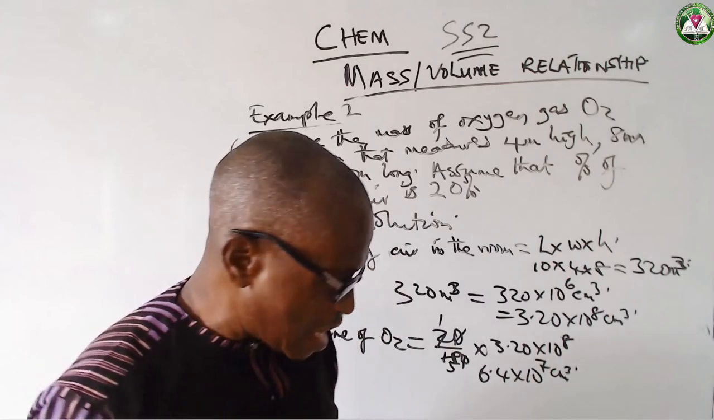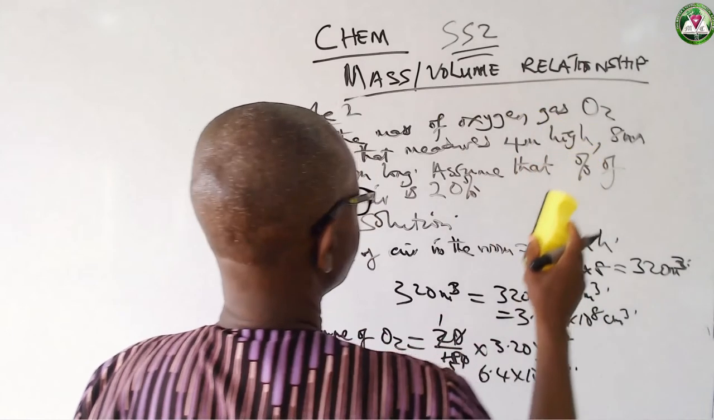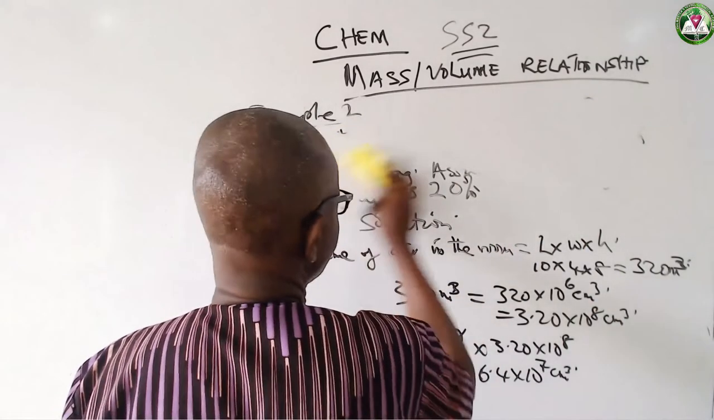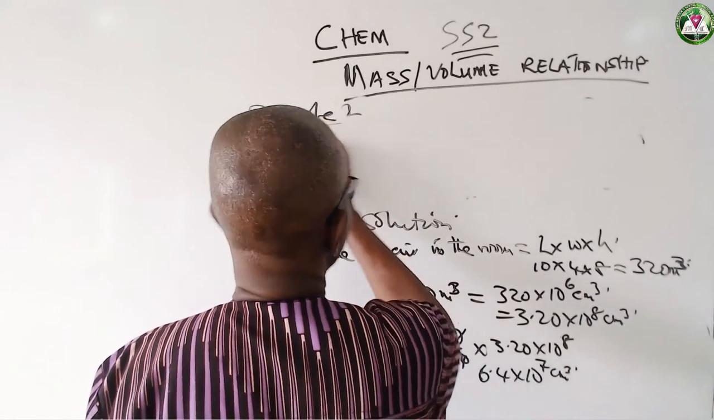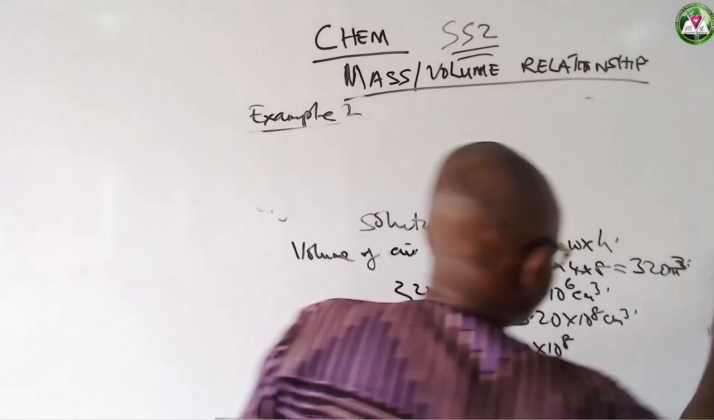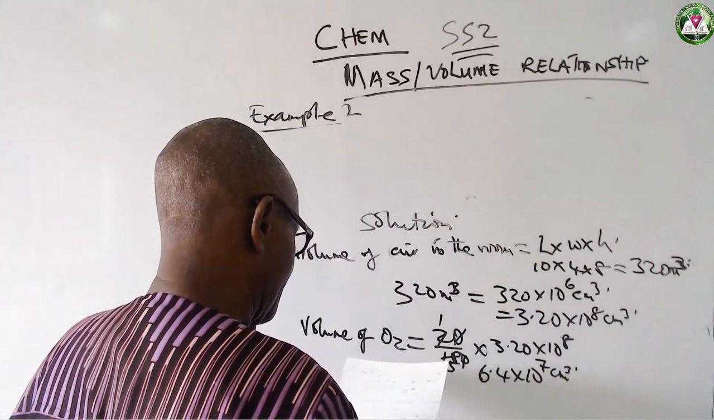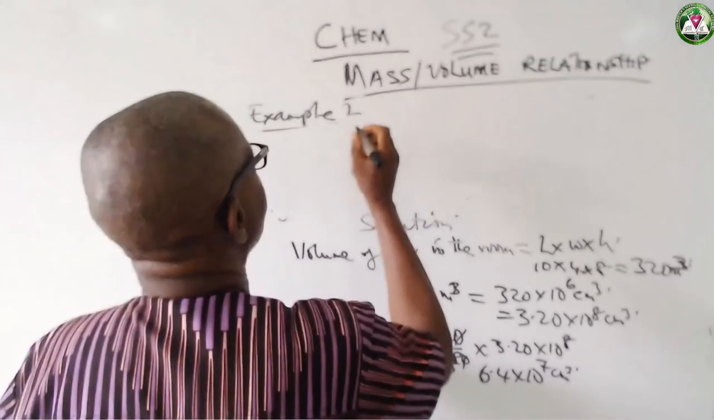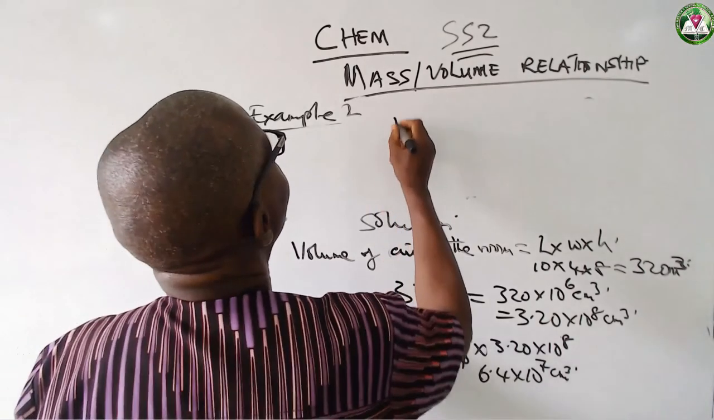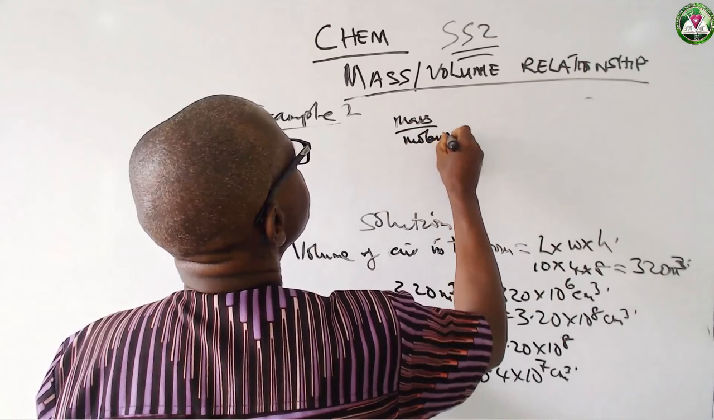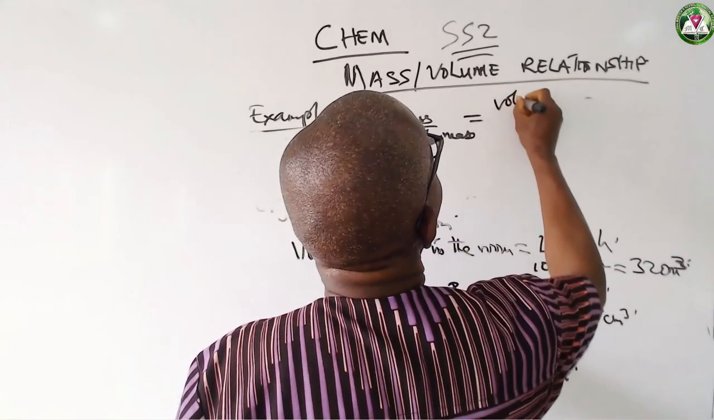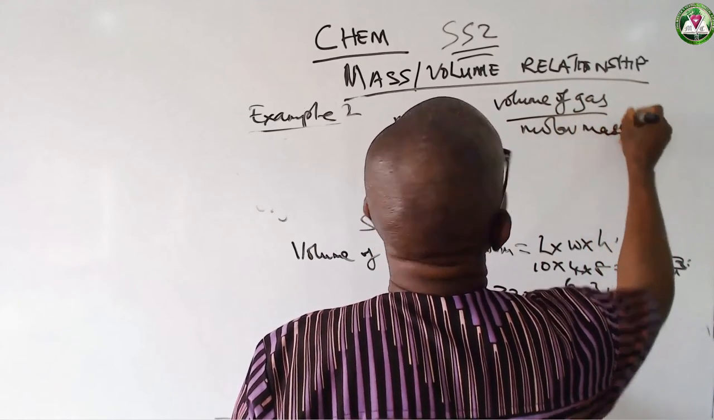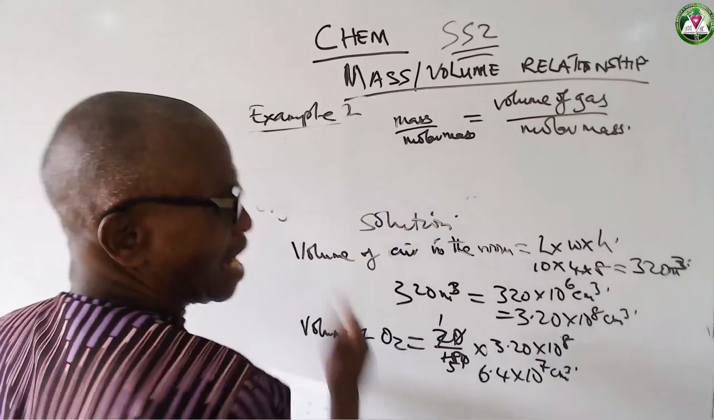The next thing, remember it says calculate the mass of oxygen. Since we have gotten the volume of oxygen, the next thing is for us to use this formula that says mass over molar mass is equal to volume of gas over molar volume. We are looking for mass. Therefore, we'll make mass the subject of the formula.